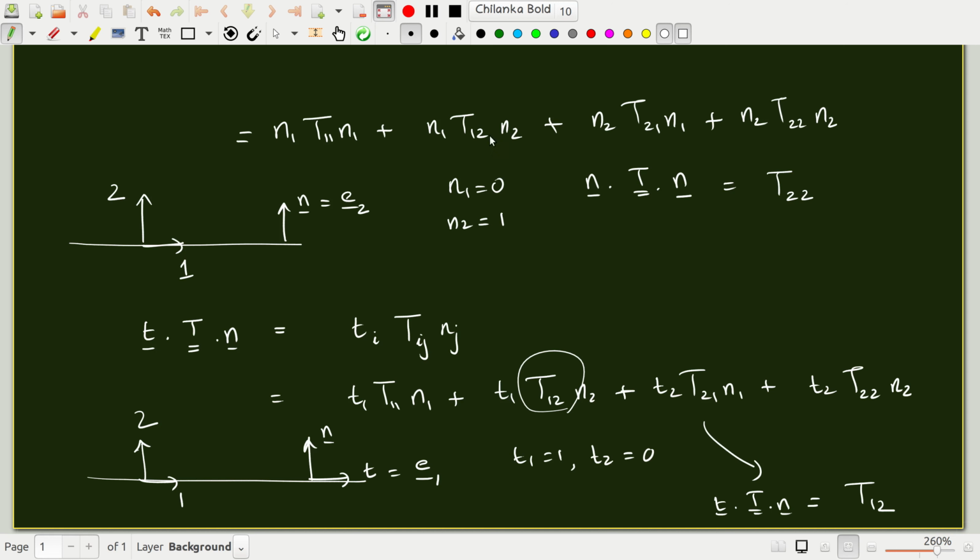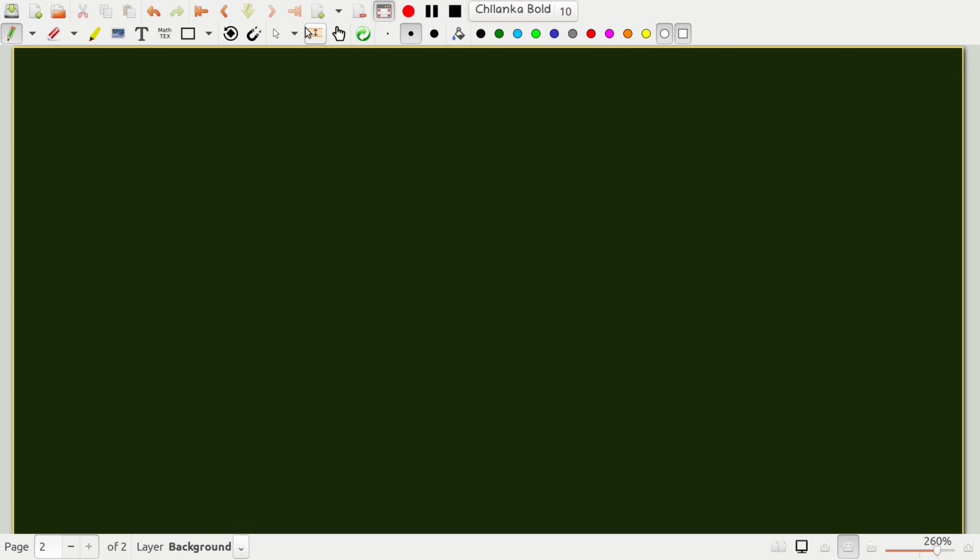So this is how one writes the components of various terms. Of course, if you have a more complex interface which is not a straight line, then n and t will keep changing and you have to write it in a more complete fashion. So all the terms will be non-zero in general if you have a more complicated interface.